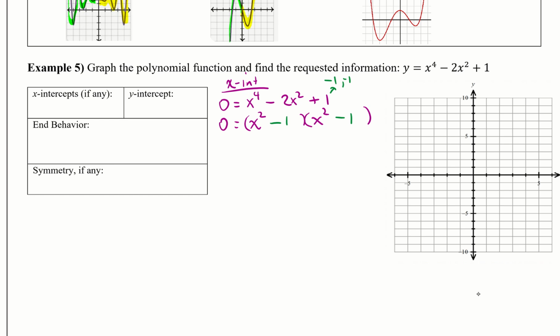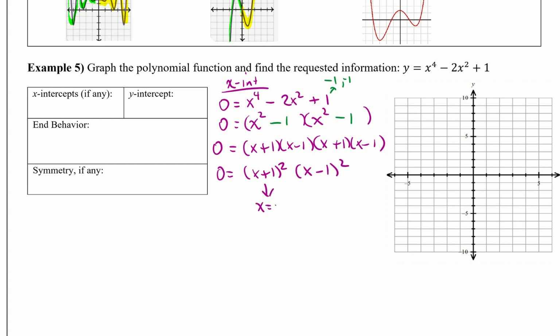And then if I continue to factor, these are both the difference of perfect squares. This is x plus 1 and x minus 1 for each of them. So I could think of this as x plus 1 quantity squared and x minus 1 quantity squared. My x-intercepts are the zeros, or the roots of those. Notice the sign change. They actually each have a multiplicity of 2. They didn't ask me to specify that, so I'm not going to take the time to. But that would be the 4 different zeros that we should have, since this is degree 4.